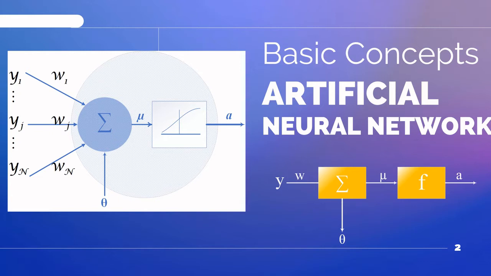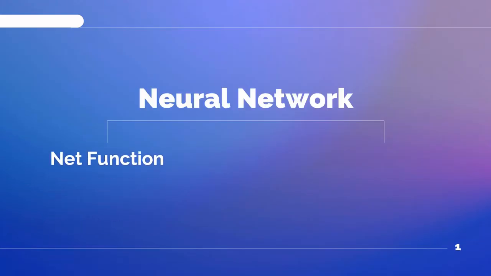In this video, I explain the basic concept of artificial neural network. A neural network consists of two functions. One is the net function and the second is the activation function. So remember, a neural network consists of two functions, net function and activation function.